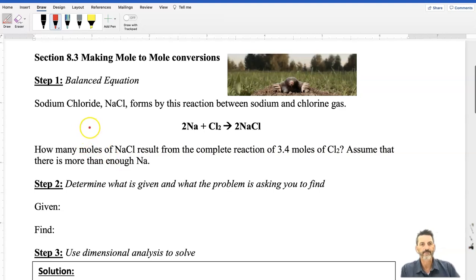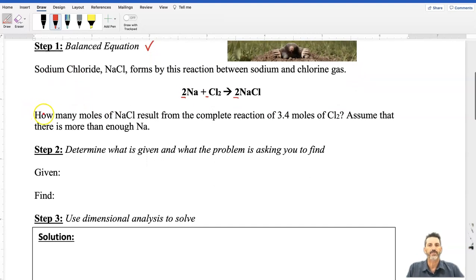So step one, we have to have a balanced equation to do any of this. Remember, this is our recipe. So our balanced equation right here, and our coefficients are going to be really important. So we have 2 moles, 1 mole of chlorine, and 2 moles of sodium chloride. And again, this is a mole ratio, okay?